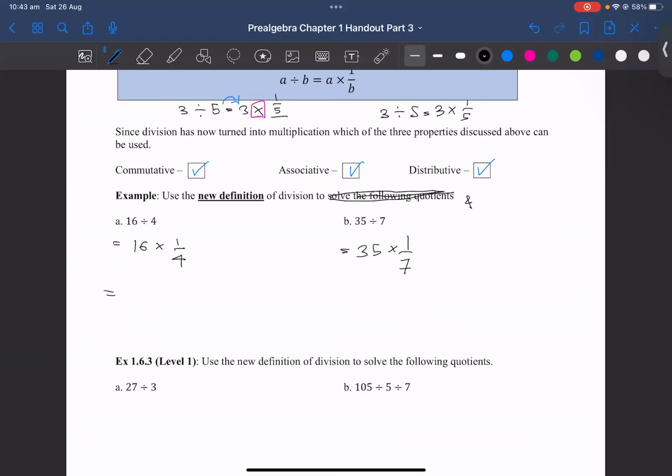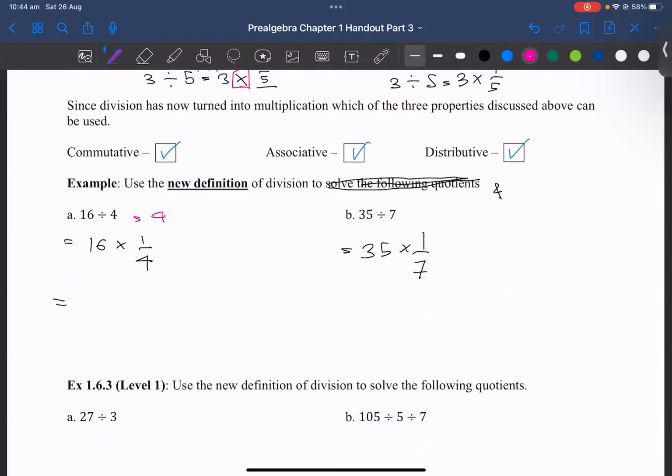I don't want you to do the exercise just to get answers, so what's the point of this? You already know how to divide this. You know the answer of 16 divided by 4 is 4, and 35 divided by 7 is 5. We don't need to convert it using this new definition to get the answer. The point comes when you're dividing by reciprocals, which we'll do later. But we're going to practice with the definition for now, so that when we get to division by reciprocals, it'll be a lot easier. Okay?